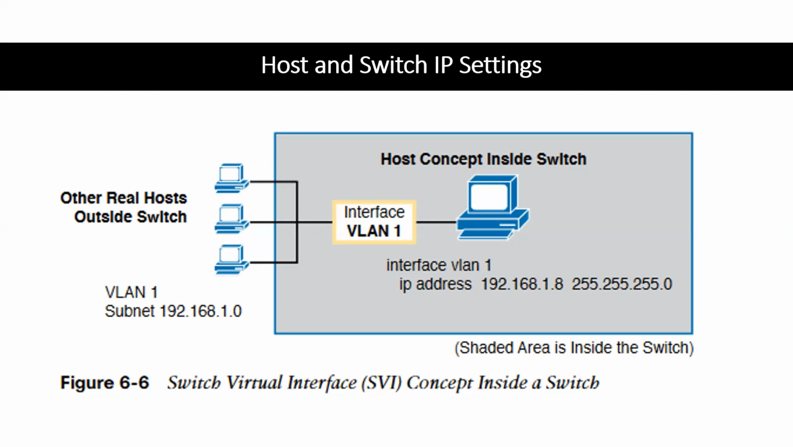Us being able to do that at layer 2, of course, Cisco created the ability to have a layer 3 instance of that layer 2 virtual local area network. That concept is called a switched virtual interface, or SVI for short. That's what you can see here. We have interface VLAN 1, and the IP address is 192.168.1.8 for the SVI, VLAN 1.